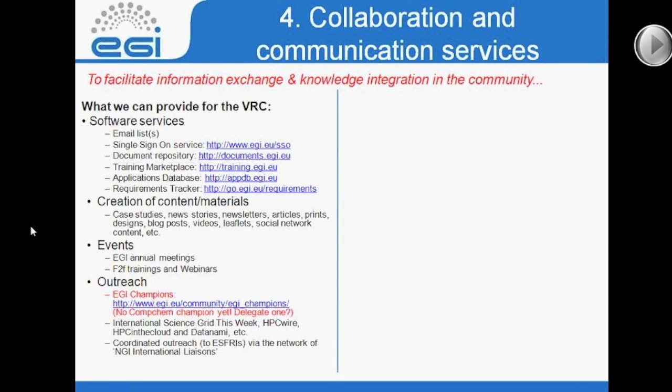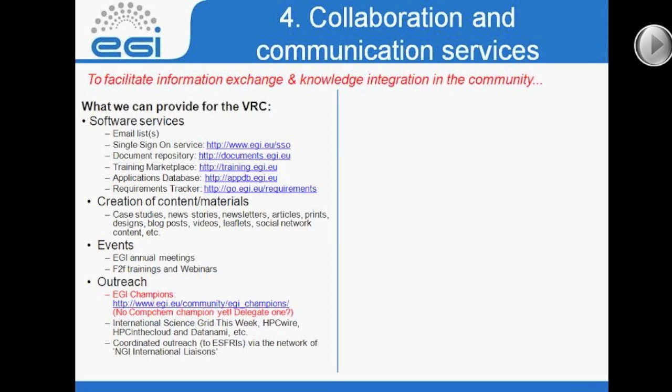We are providing software services that can help the computational chemistry VRC organize. We can provide email lists, we can provide a single sign-on service that can manage access to email lists and can be used to manage access to other software services such as the document repository, to store files and documents, such as a training marketplace, to give visibility of training events, such as the application database where you can register your domain-specific applications, and a requirements tracker where you can keep track of EGI-related requirements you have and can submit requirements to the NGIs and to specific technology projects.